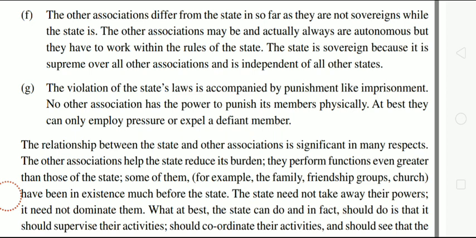The relationship between the state and other associations is significant in many respects. The other associations help the state reduce its burden. They perform functions even greater than those of the state. Some of them, for example, the family and friendship groups, have been in existence much before the state. The state need not take away their power. It need not dominate them.